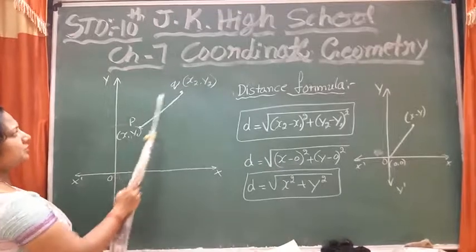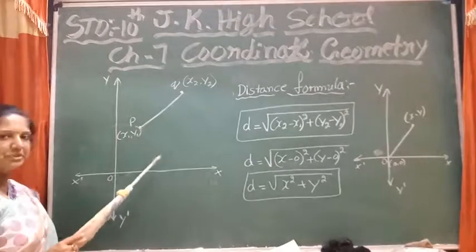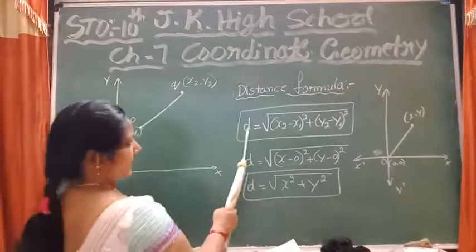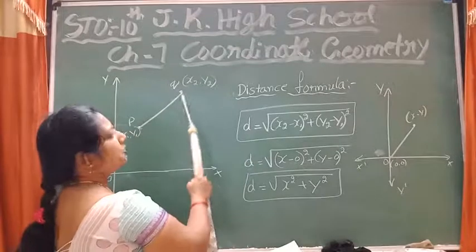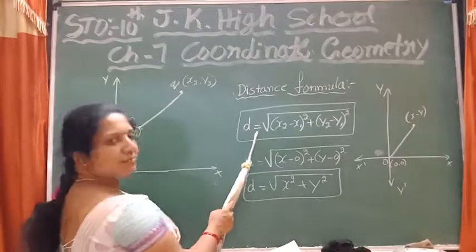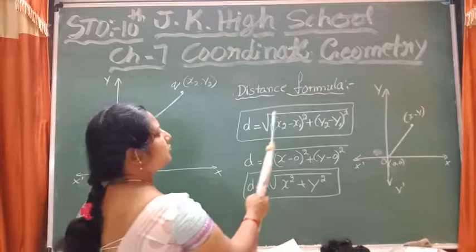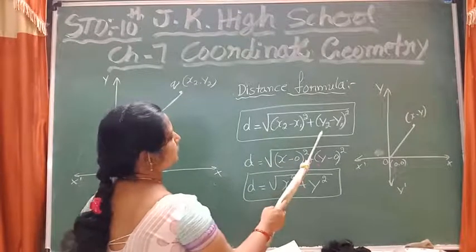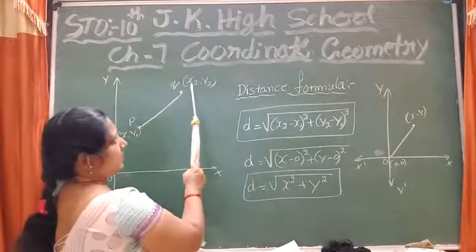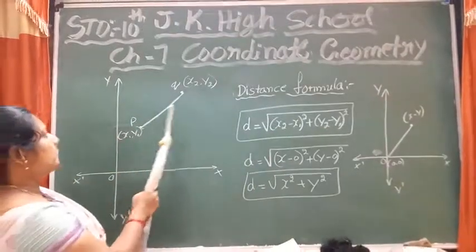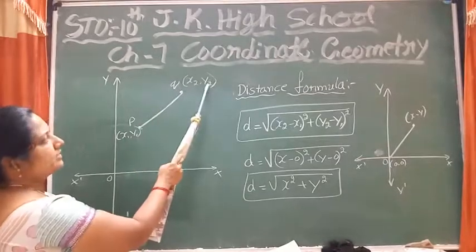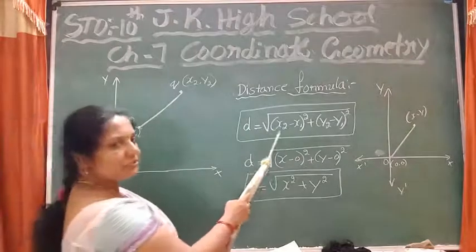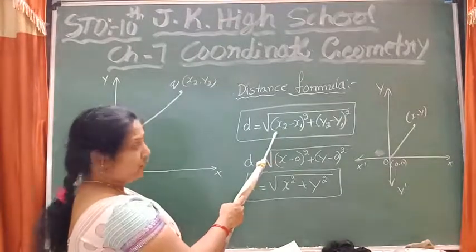How can we find out the distance between these 2 points? By using the distance formula. So the distance formula is D, where D means the distance between the points P and Q. The distance between P and Q is the square root of (x2 minus x1) whole square plus (y2 minus y1) whole square. Here x1 and y1 are the coordinates of P, and x2 and y2 are the coordinates of the Q point. So this is the formula we can use to find the distance between any 2 points.